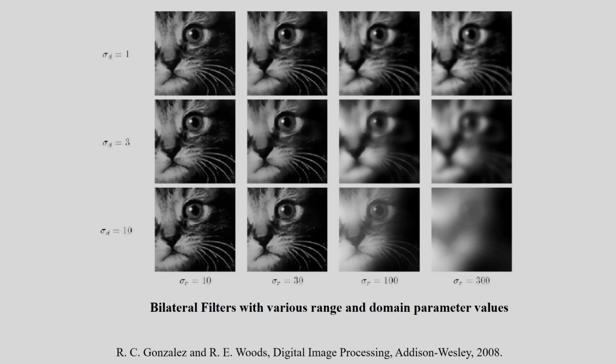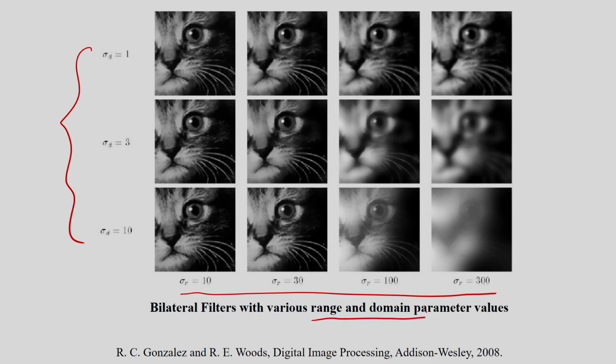And in this case you can see the bilateral filters with various values of the domain parameter. I am considering sigma d, the domain parameter value, and also sigma r, the range parameter value. For different parameters you can see the output images. That means I am considering both range and domain filtering in the bilateral filters.